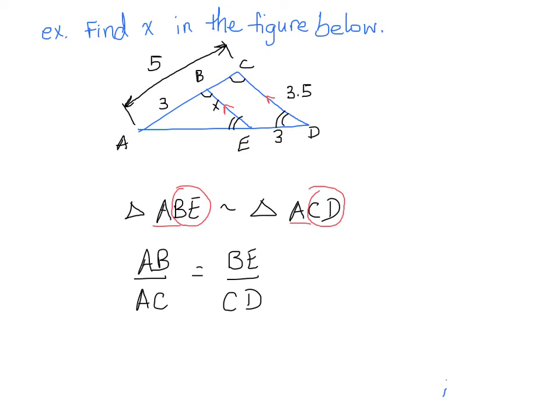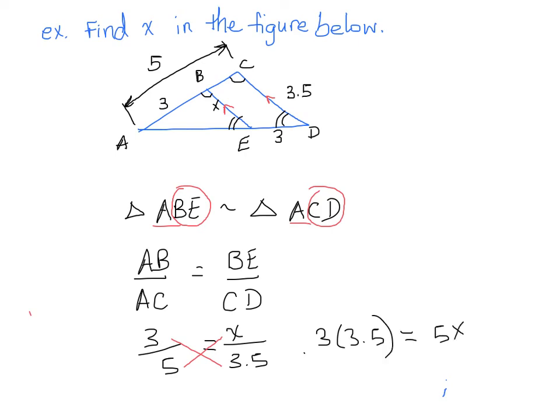Alright, so now that we have our proportion set up, we can just plug in our numbers. AB is 3 over AC, which is 5, is equal to BE, which is x, over CD, which is 3.5. Now we can cross multiply and finish this up. We multiply that by that and this by this, and we get 3 times 3.5 on the left side is equal to 5x. Now 3 times 3.5 is 10.5, and that is 5x.